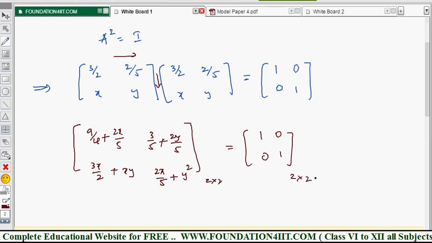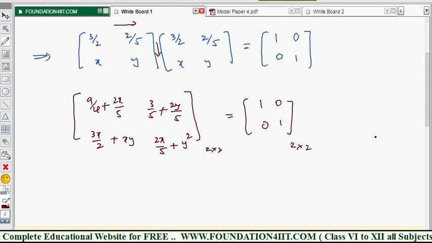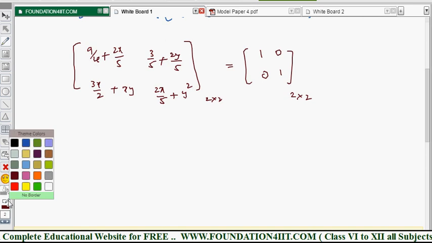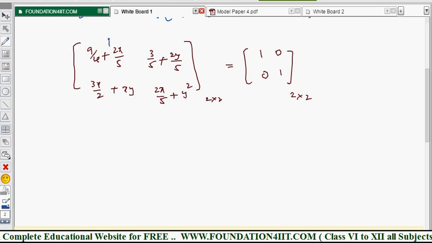Now whenever two matrices are of the same order and they are equal, then you can equate the corresponding elements. Corresponding elements means first row first column to the next matrix's first row first column. You make these corresponding elements equal. So this should be equal to 1. Similarly second element is equal to second place. So if you apply corresponding elements, then you will get 9 by 4 plus 2x by 5 is equals to 1. This has x, you can solve using this.